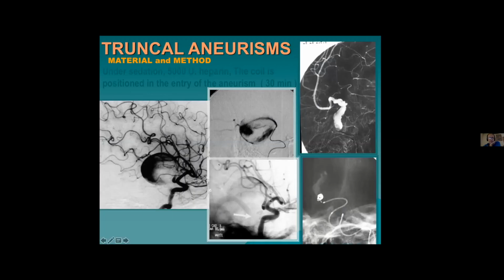It's the posterior communicant artery at the junction of the basilar tip, a giant aneurysm. This is the microcatheter. This is the posterior cerebral artery. I decided to push some coils and test the collateral circulation.